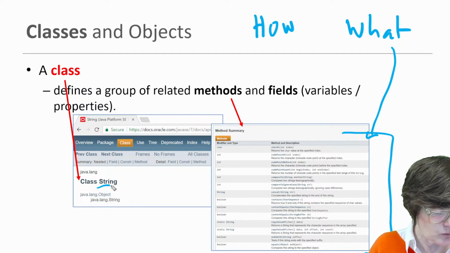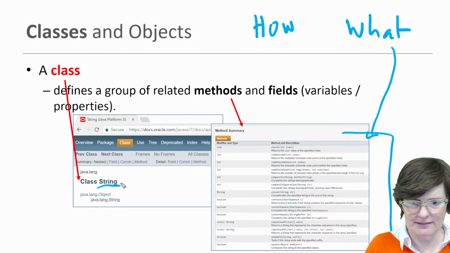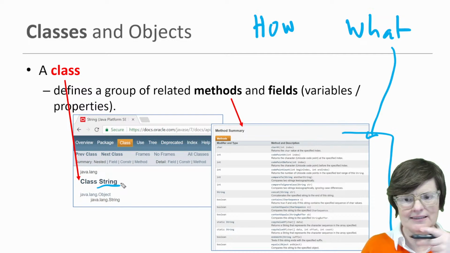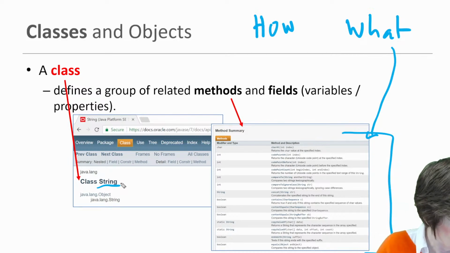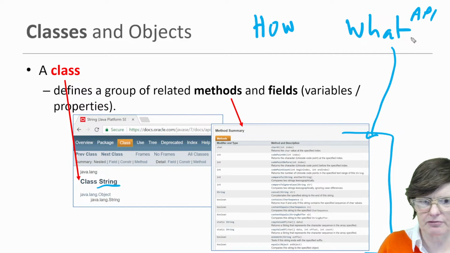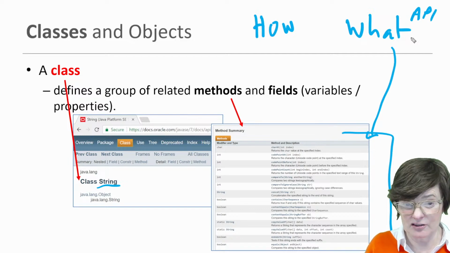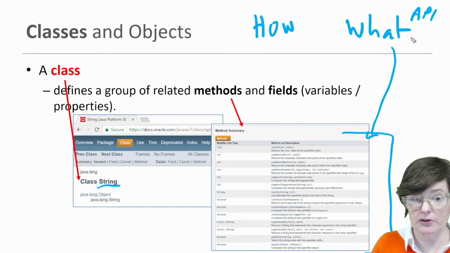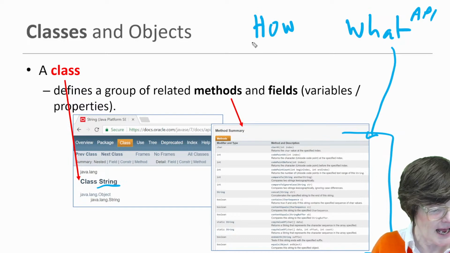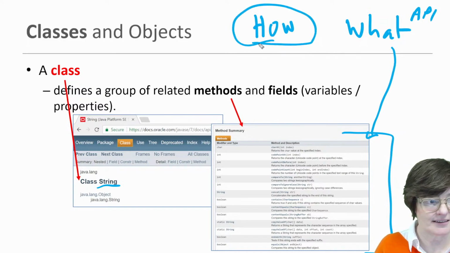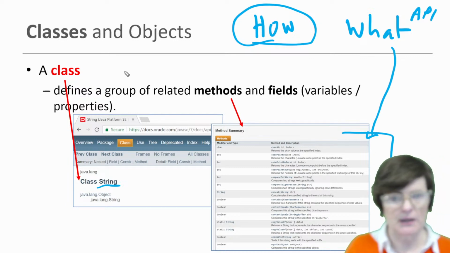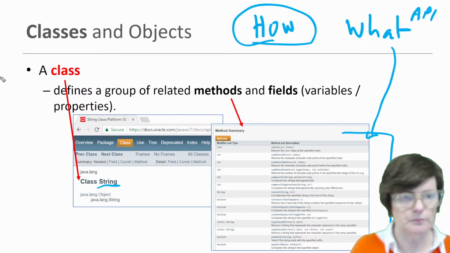So when we're writing our own classes, we need to do both. We need to decide what the interface is, or how people use our methods, but also how they work. This is what we call an API, or application programmer's interface. It's a user manual for the methods we want to use. And later, when we're writing our own, we need to decide how we're actually going to do that.